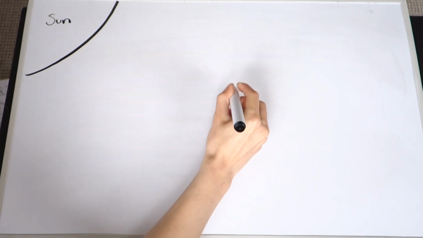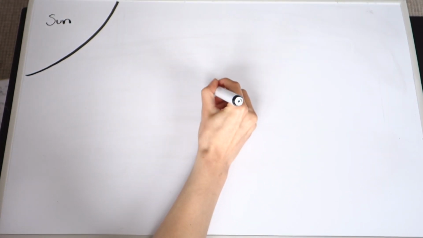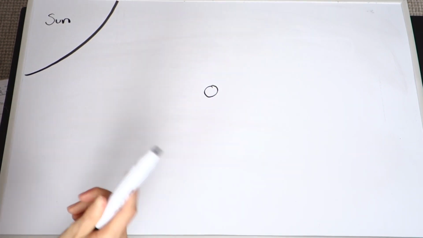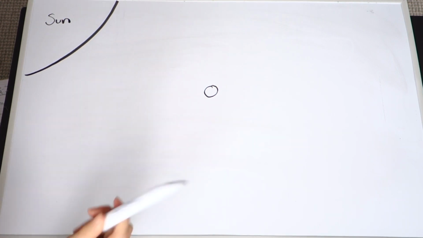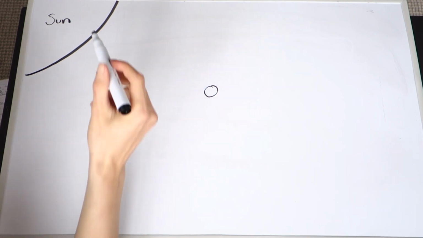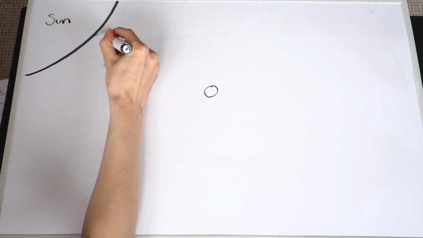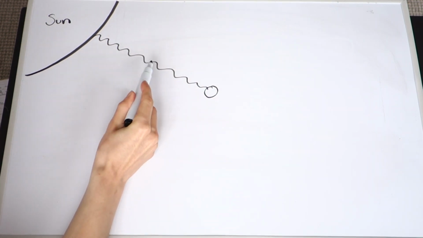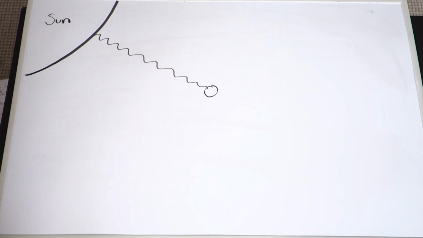Now, our energy comes from the sun. So there's our sun, and here is our Earth. This diagram's not to scale because the sun is 109 times bigger than the Earth, so it's much bigger than this diagram suggests it is. The sun releases energy as shortwave radiation. So there is our shortwave radiation.